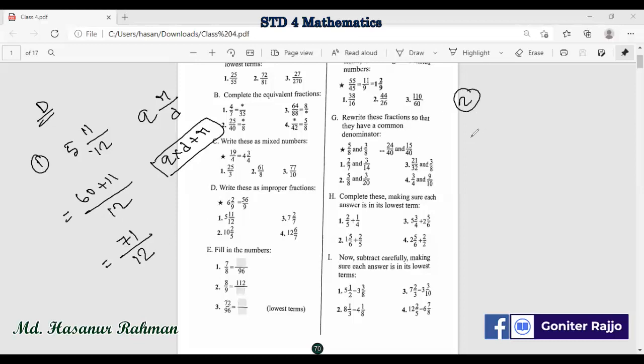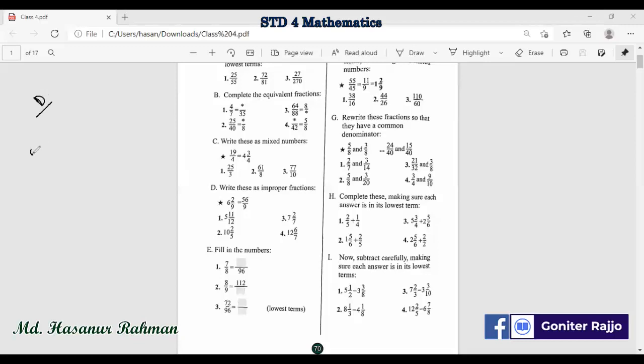Number 2, 10 whole 2 by 5. So we can say this is 10 times 5 plus 2. You know, 10 times 5, that is 50. 50 plus 2, that is 52. So 52 by 5 will be the answer. So number 3, very simple problem. 7 whole 2 by 7. So at first we have to multiply 7 times 7. Then we have to add 2. 7 times 7, that is 49, plus 2, that is 51. And the denominator is 7.